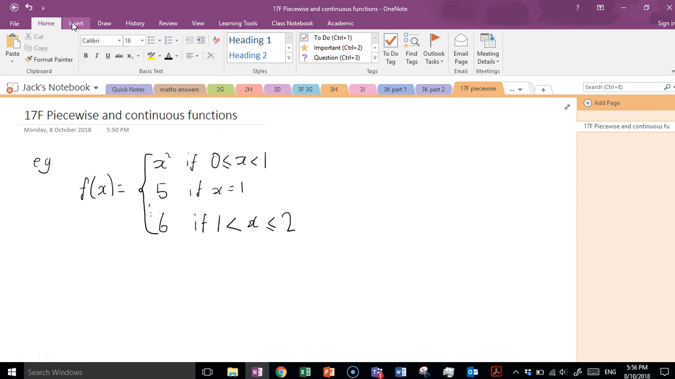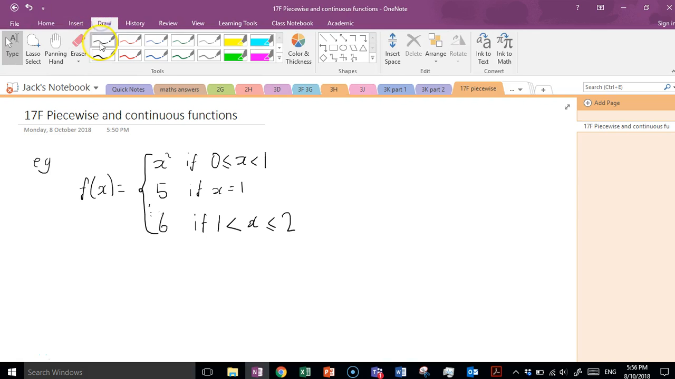Today we're going to finish off exercise 17F, looking at piecewise functions and looking at continuous and non-continuous functions. So we've covered this before, so this is a bit of revision. But when you've got a piecewise function, we need to look at, on this side here, you've got your domain.